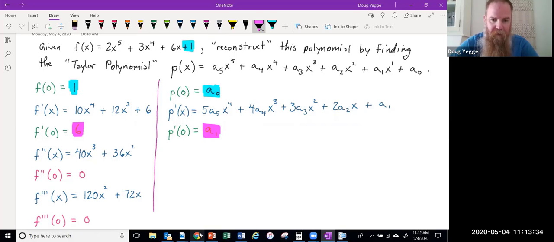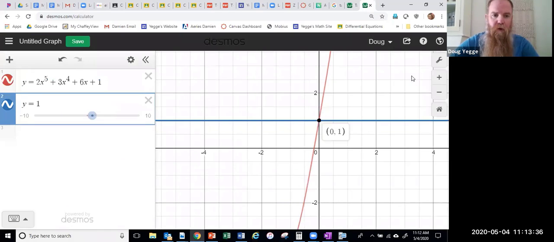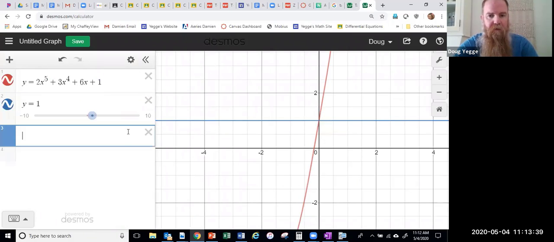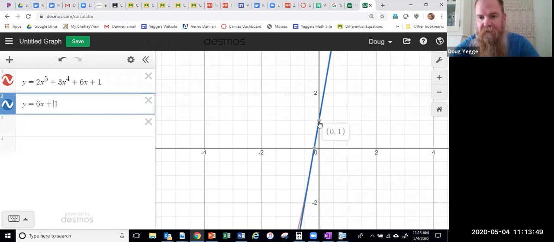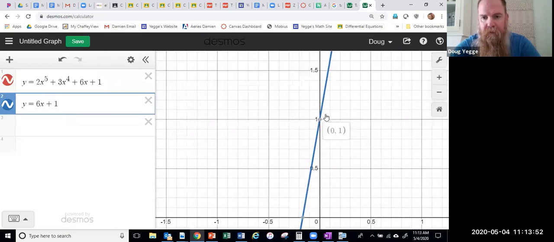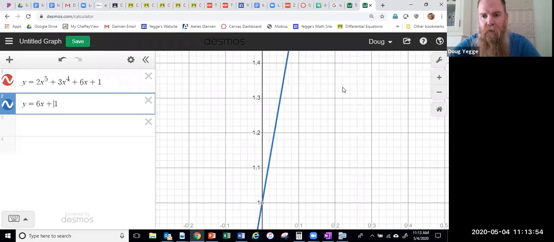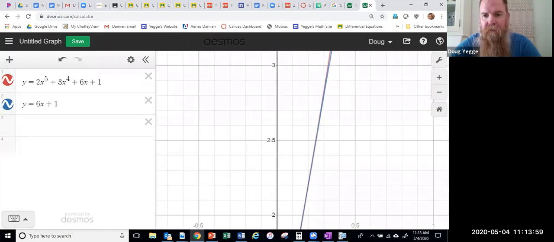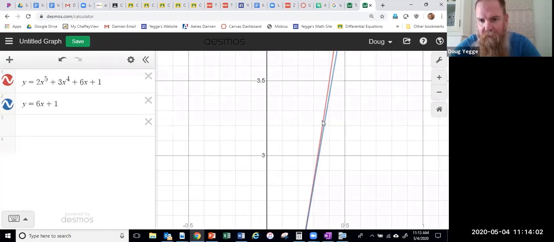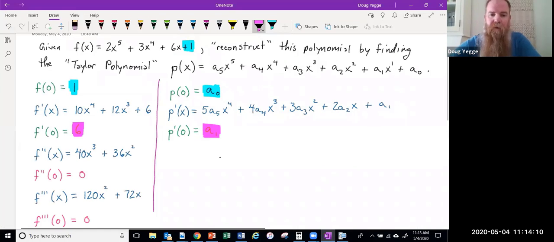Great, which now means that I can go back here and create a new function. Not y equals 1, but y equals 6x plus 1. And now notice that that matches the slope. But if I start to move away from that, I'm eventually going to see that it's not actually going to be accurate, because now there's a little bit of a gap between them. So maybe I could add some more terms. So that's why we're now going to go to the next one.